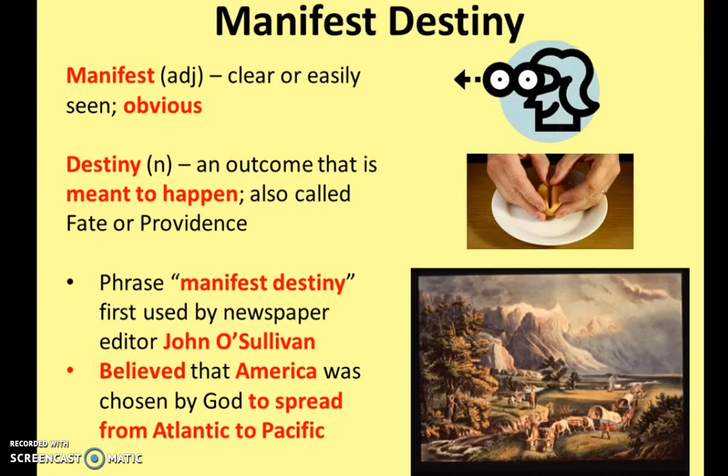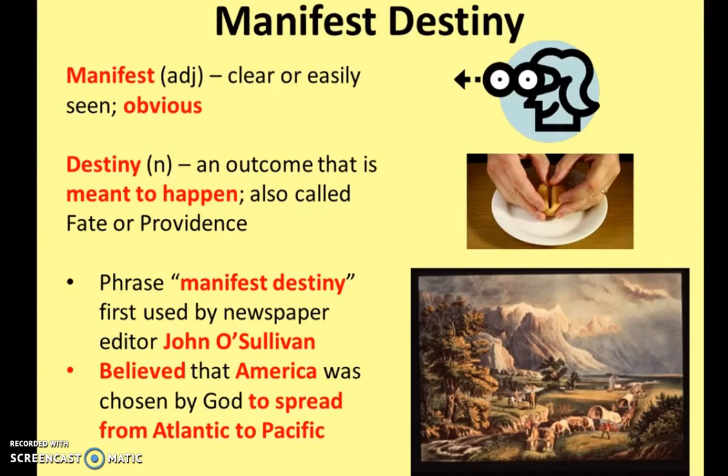So let's take a moment to define this term, manifest destiny. First of all, the word manifest is an adjective, and this means something that's clear or easily seen. Another word for manifest is obvious. Then destiny, which is a noun, is an outcome that is meant to happen. Sometimes destiny is also called fate, or an older term for it is providence. You might see that in some primary sources, this idea of providence.